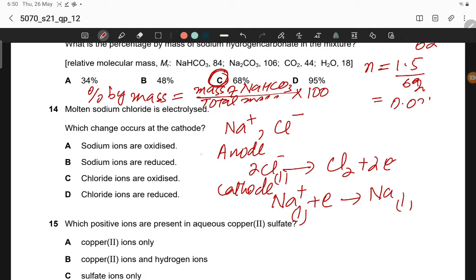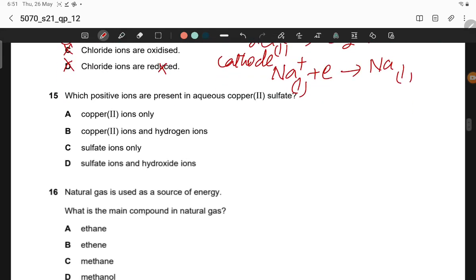Which change occurs at the cathode? Sodium ions are oxidized, so it is incorrect. Sodium ions are reduced, so this B option is correct. Chloride ions are oxidized, so it occurs at the anode, not at cathode, so it is incorrect. Chloride ions are reduced, chloride ions are not reduced, it is oxidized, so this is also incorrect.